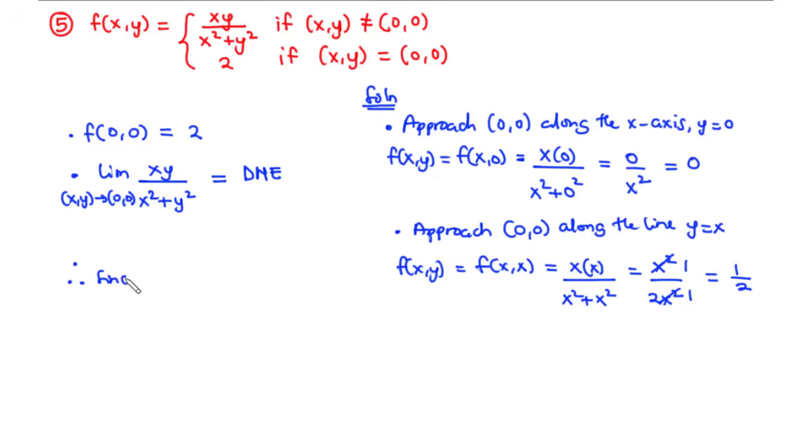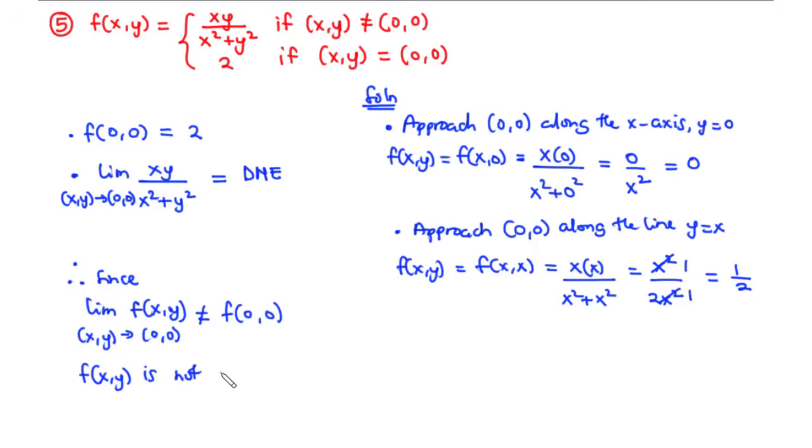Therefore, since the limit of f of x, y, where we have (x, y) approaching the point 0, 0, is not equal to the value of the function at 0, 0, we say that the function f of x, y is not continuous at the point 0, 0. Now let's move on to the next example.